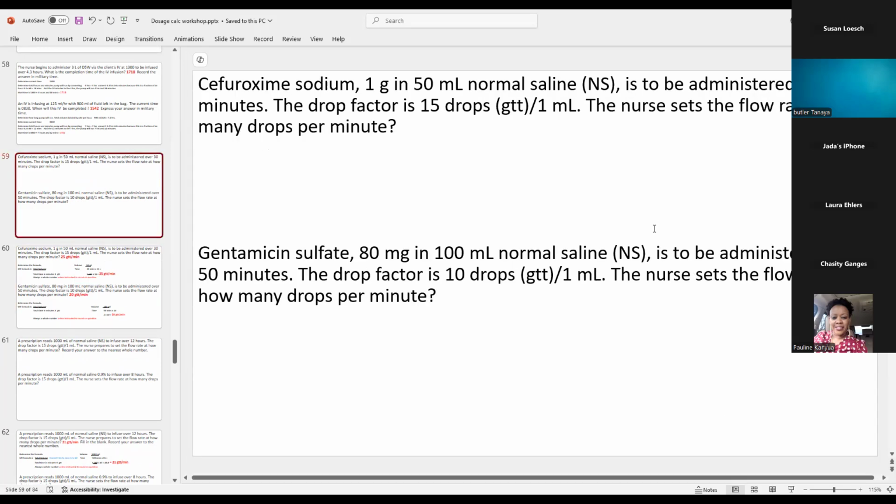Okay, so let's look at the first one. So our formula here is total volume over time in minutes times the drop factor. Anybody have a struggle with doing drop factors? Yes. Okay. So let's set up the first one on the whiteboard. Go ahead and take a picture or write down your information. Let me know when you have it down. We good? Got it. Okay, and let's go to the whiteboard.